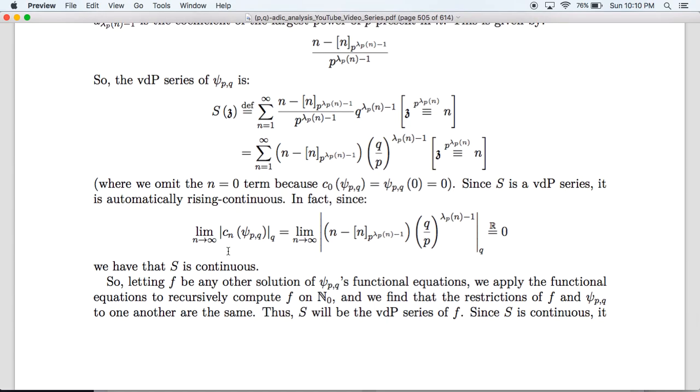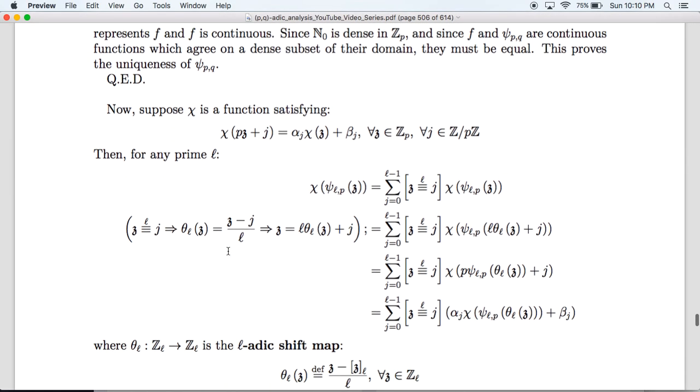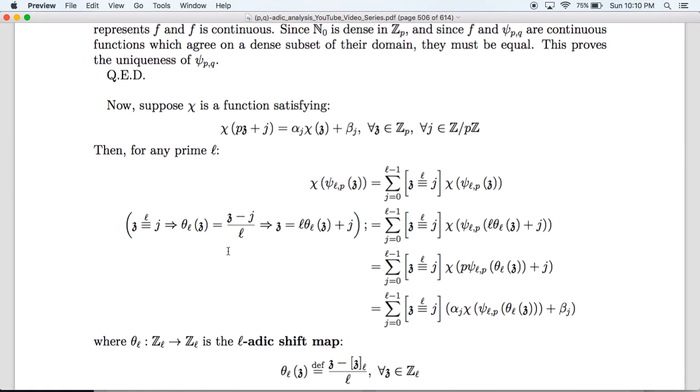Because of psi's functional equations, f and psi will both agree on N0, and since N0 is dense in Zp, f and psi q, because they are both continuous, will then be equal everywhere, and that proves the uniqueness. So, now suppose that chi is a function satisfying this sort of functional equations for all z in Zp and for all j.